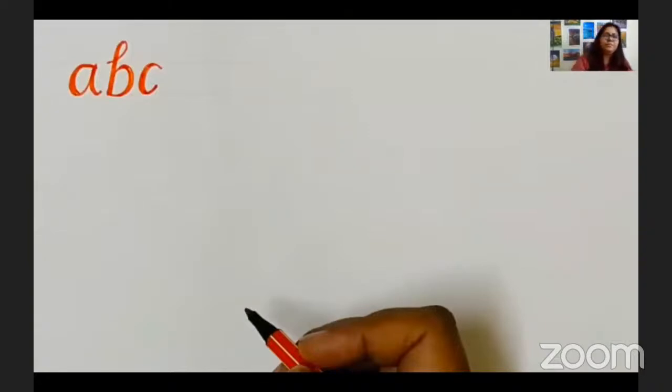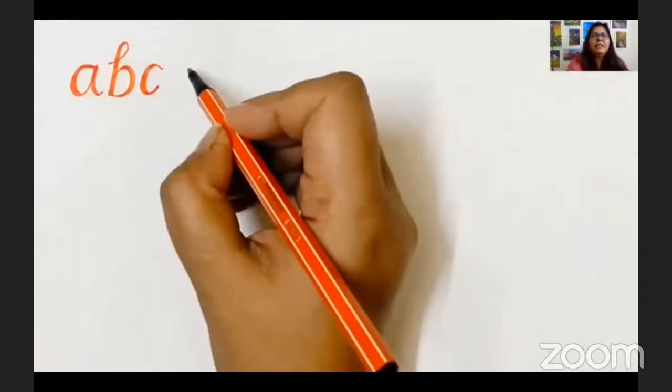All right. So what is the next letter? Yes, it's D. So how do we write D? Like this.